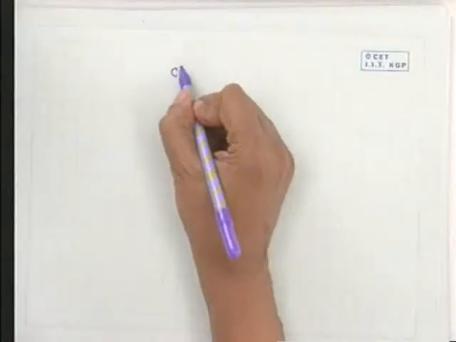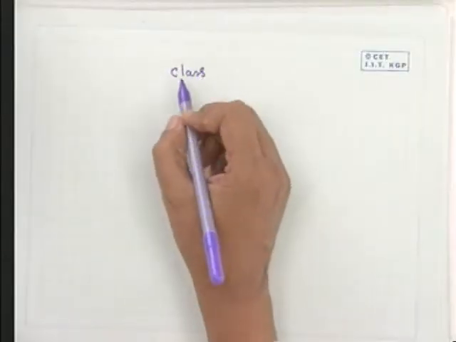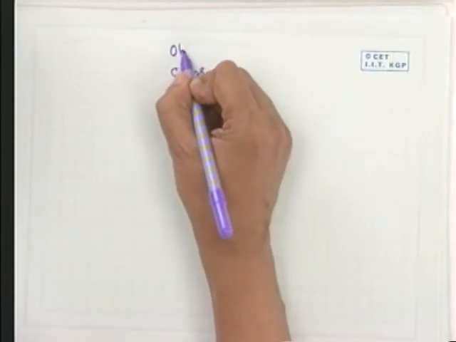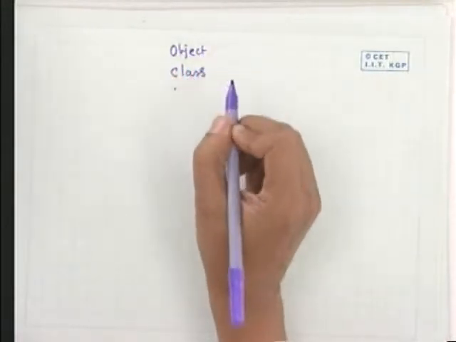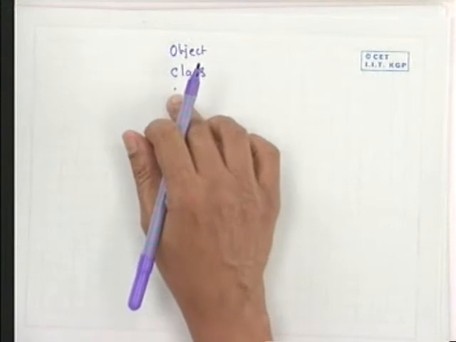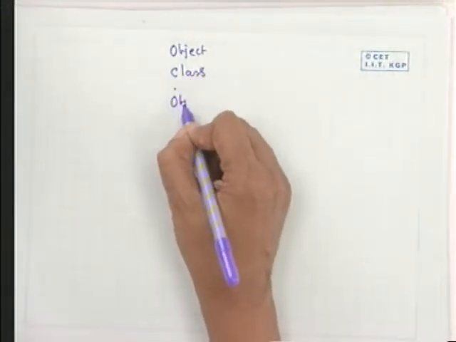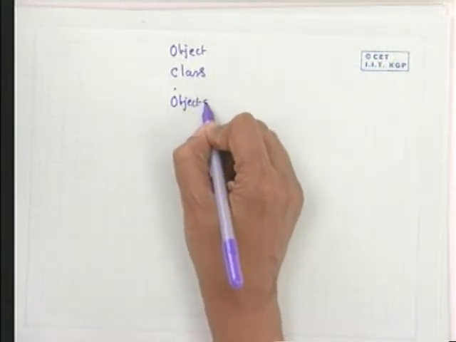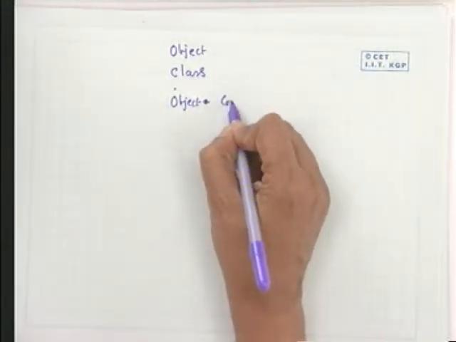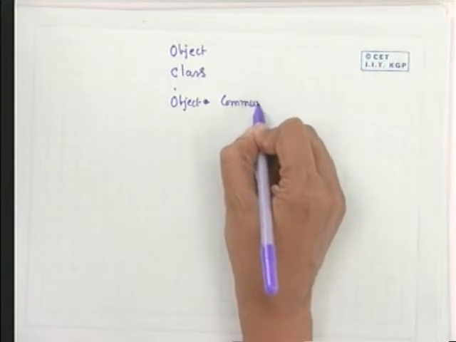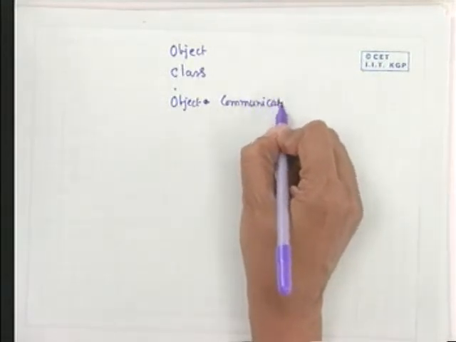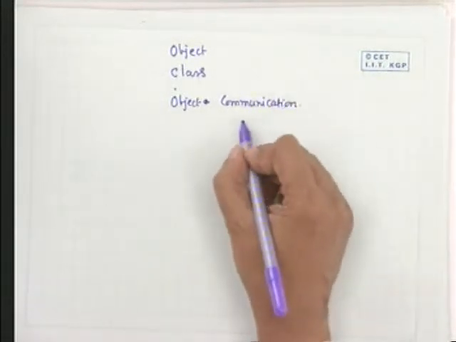So to recapitulate what we have seen: we have defined the class, we have defined objects, we have seen that each object is an instance of a class, and we have seen that object communication is with the help of messages and methods.